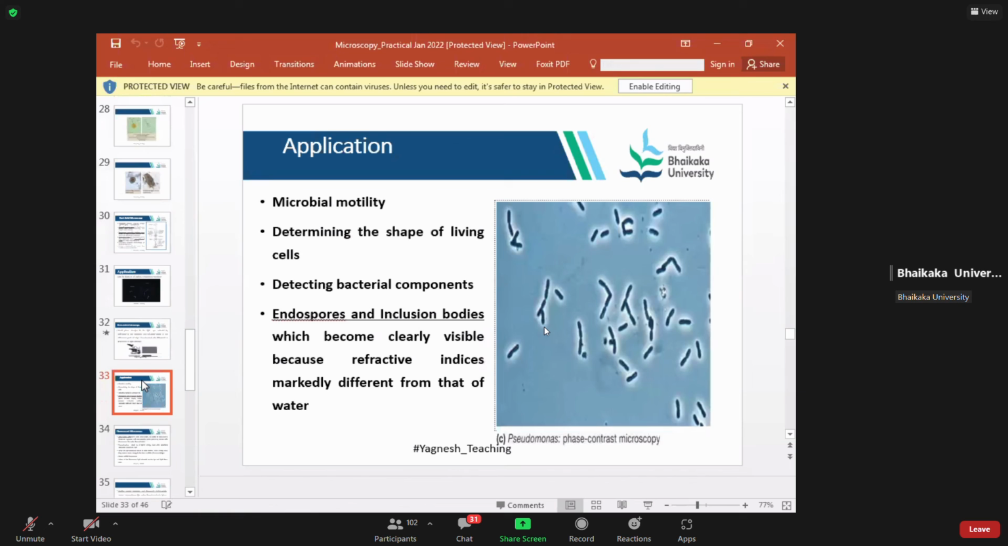So this is an application. You can examine the microbial motility, determine the shape of the living cells, and detect bacterial components; endospores and inclusion bodies can be clearly visible. Inclusion body is an indirect evidence of viral infection because viruses are not seen directly under this type of microscope. So for examination of the viruses, we need to use the electron microscope.